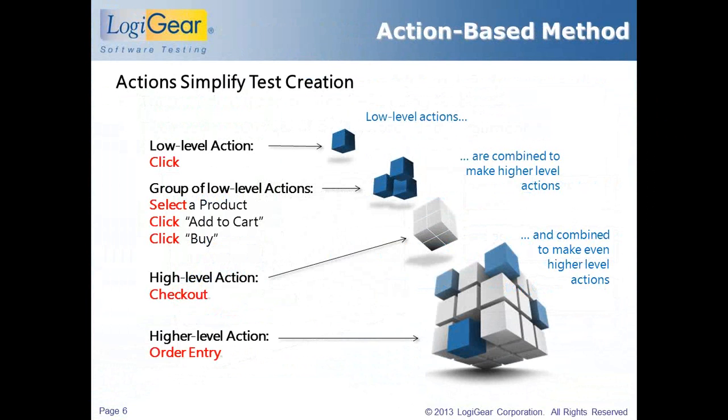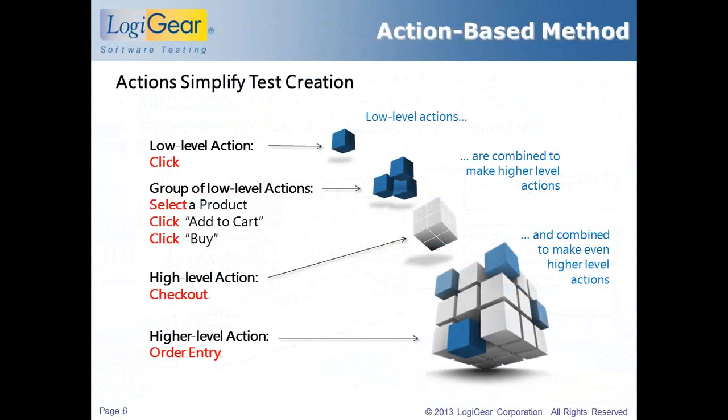So in this case, say you're on a web page that has a set of products, and you add a product to a cart and you click buy. You want to be able to combine those three actions into one action, maybe called checkout, and then you want to be able to use that high-level action in a higher level action, maybe called order entry.